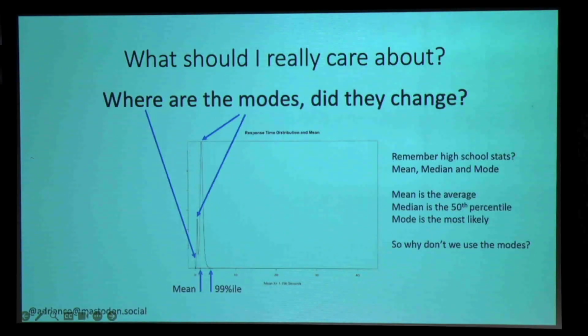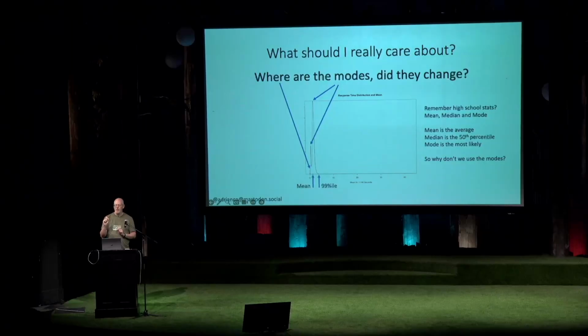But the modes are the interesting part. There are 3 modes here: there is a short spike, another spike, and another spike. What I care about is that those are the most common, the most likely thing to happen is something that's going to be on one of those spikes. That's the most probable thing. But we don't generally use modes when we're talking about response time.